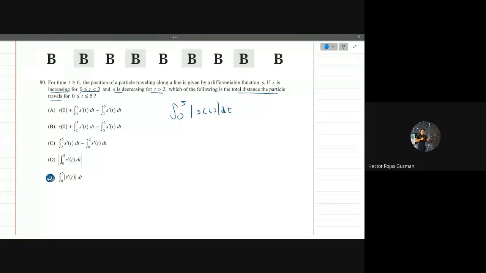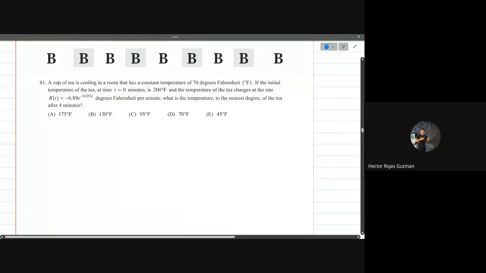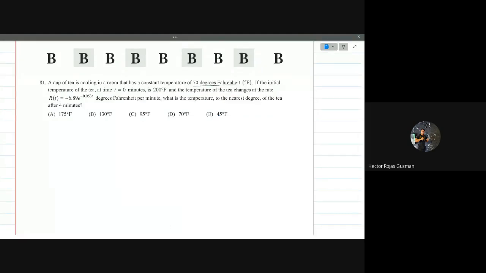81. A cup of tea is cooling in a room that has a constant temperature of 70 degrees Fahrenheit. If the initial temperature of the tea at 0 is 200 degrees Fahrenheit, okay, initial condition, 0, 200 degrees, and the temperature of the tea changes at the rate given by R of t, what is the temperature to the nearest degree of the tea after 4 minutes?